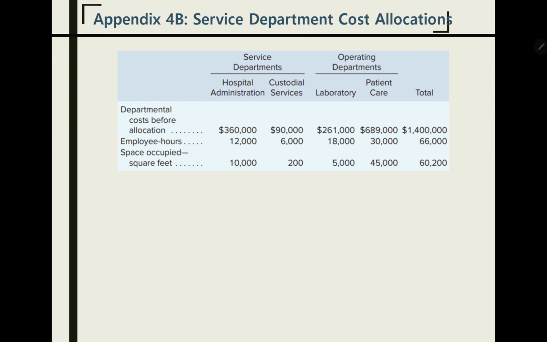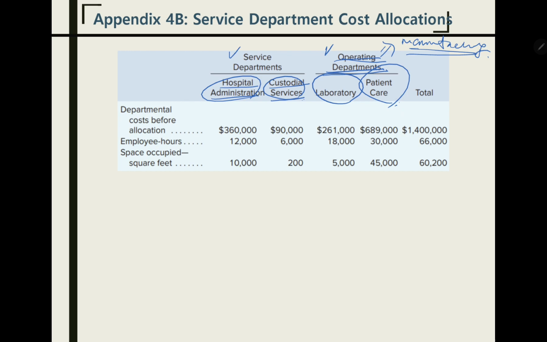Okay, so let's look at this example. There are two service departments, hospital administration and custodial services. There are two operating departments. They are similar to the manufacturing departments, making revenue from the services, from the main product. So the operating departments are two: laboratory and patient care.